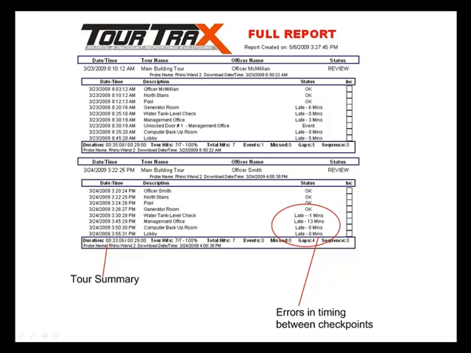While the summary report only gives a rudimentary overview of tour data, the full report provides more detailed information should you need to review an officer's performance. With this report, you can analyze what checkpoints have been hit, which have been missed, errors in timing, and what events or exceptions have been reported.